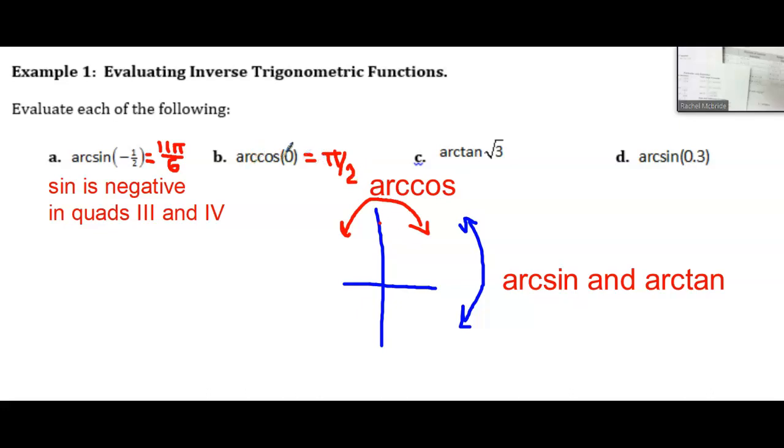So again, the cosine is 0 at pi halves. So cosine of pi halves would equal 0. Arctan of root 3. So again, this is like saying, okay, when on the unit circle is the tangent root 3? Well, tangent is sine over cosine. So we need when sine is root 3 over 2 and cosine is 1/2. And that occurs at pi thirds.